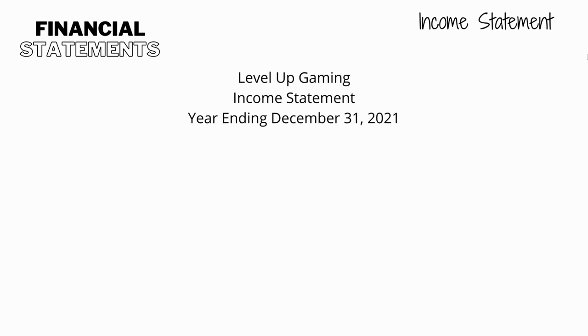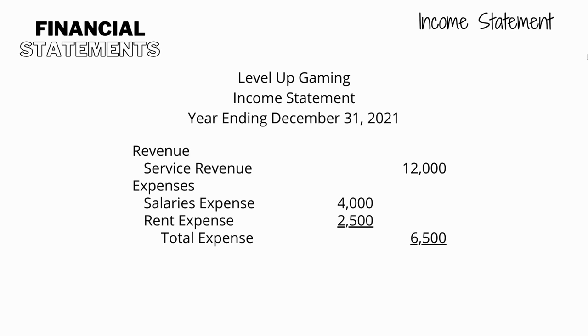Let's look at Level Up Gaming's income statement for the year ending December 31st, 2021. The company has service revenue of $12,000. The company has expenses, including salaries expense of $4,000 and rent expense of $2,500, for a total of $6,500. To determine the net income, we'll take revenue, $12,000, minus expenses, $6,500, to get net income of $5,500. Notice that the bottom line has a double underline under the $5,500. This is to let you know it's the end of the statement.